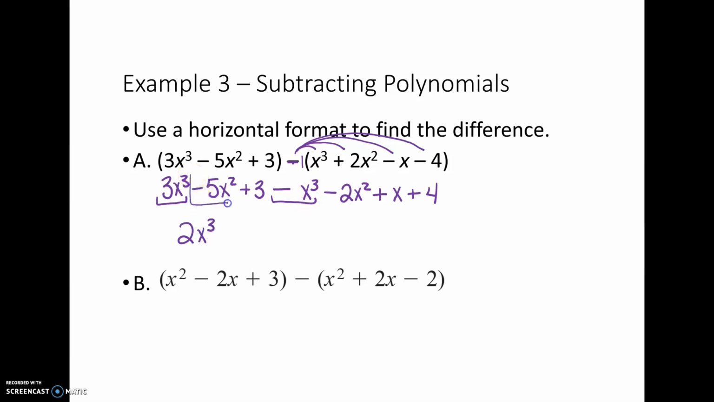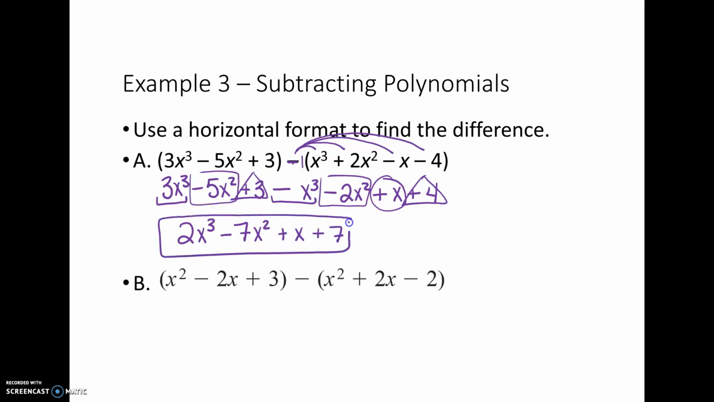Then negative 5x squared, negative 2x squared, negative 5 and negative 2 is negative 7. Then we would have plain x's. All we have is this plus x. And then we would have our numbers, plus 3, plus 4, that would be plus 7.